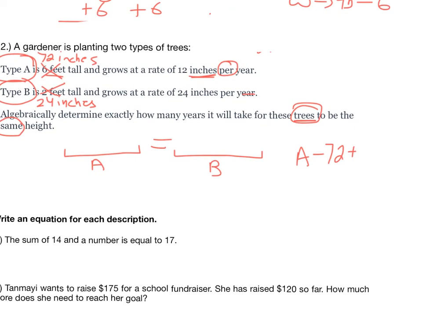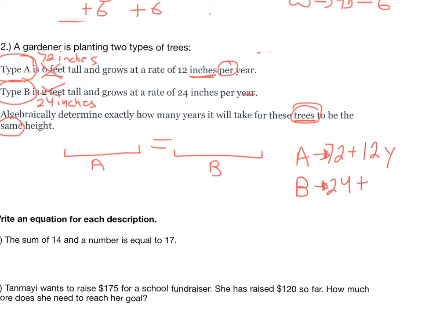So that would just be 12 times, we don't know how many years, so it would just be 12y. What do we know about B? Well, we know that it's 24 inches, right? 24 inches off the bat. But we know that it grows an additional, so it would be plus. I don't want you to confuse this with a negative sign. That's not a negative sign.